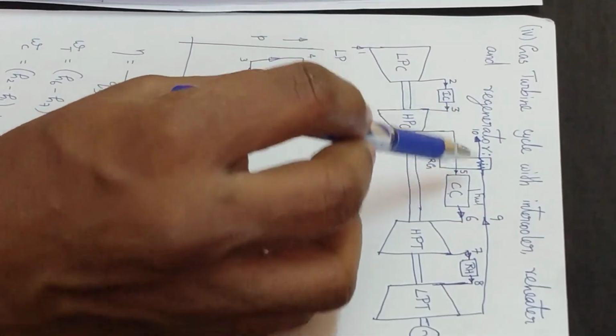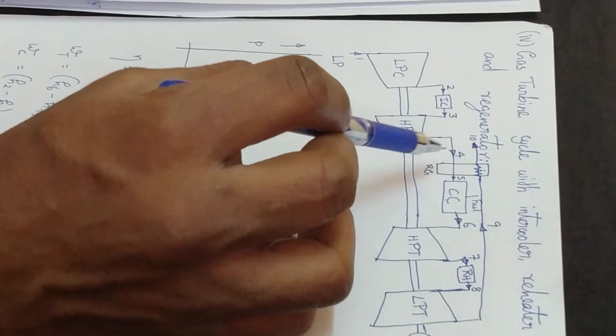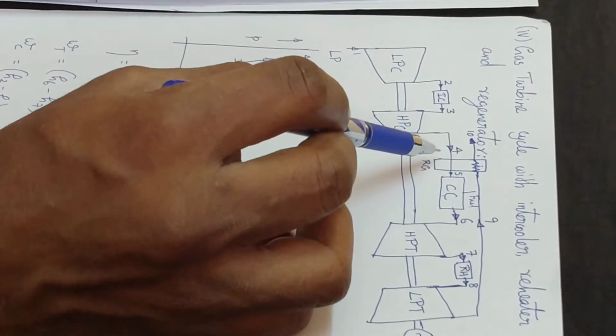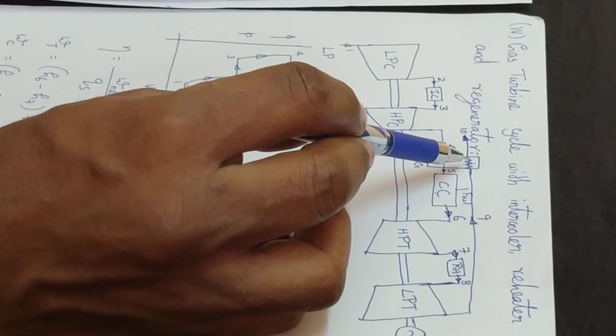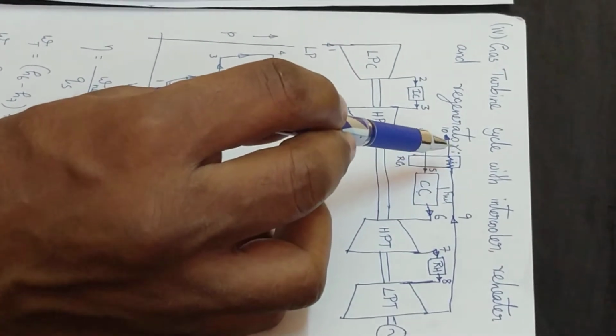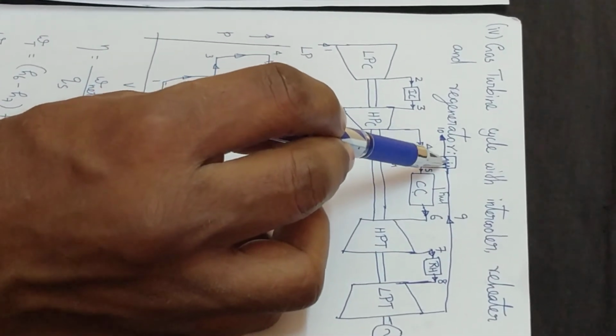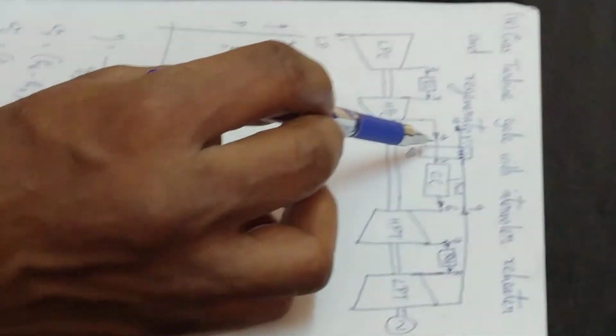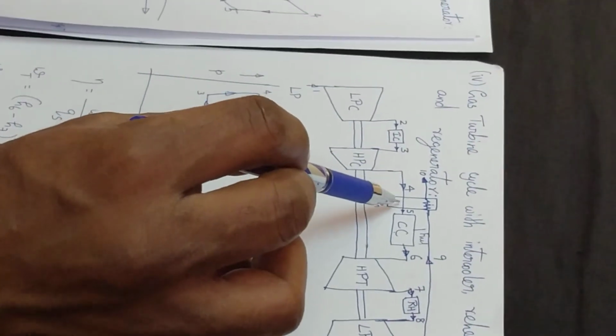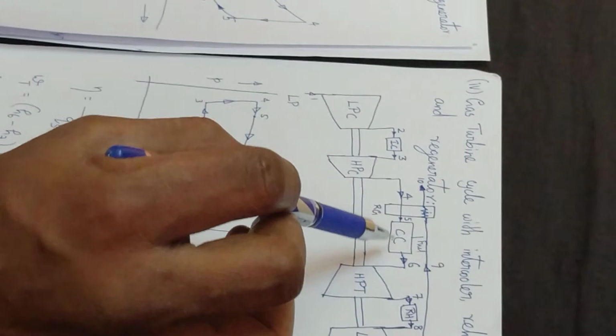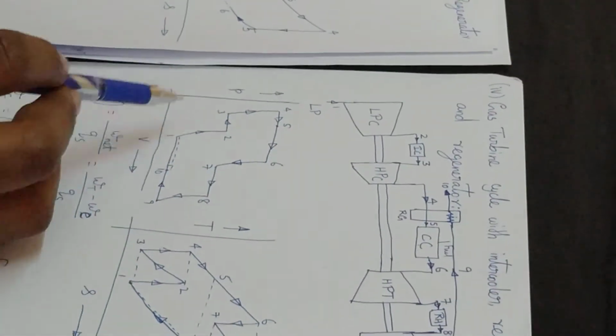Before it is sent to the atmosphere, it is sent to the regenerator where heat exchange takes place. So the enormous amount of heat present in the exhaust gas is given to the high pressure air which is leaving the high pressure compressor before it is sent to the combustion chamber. This is shown in the PV diagram.